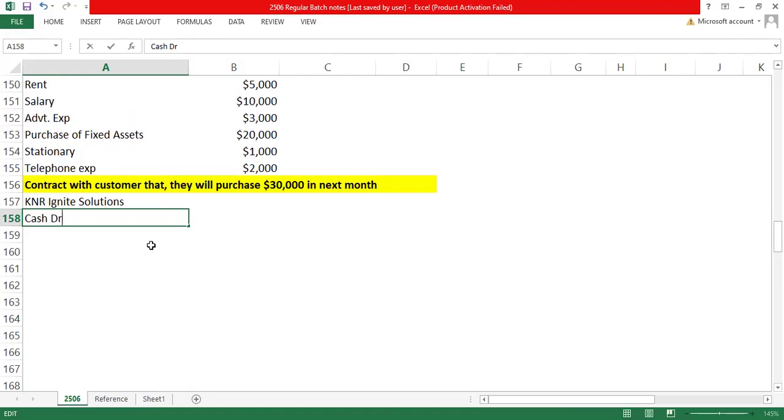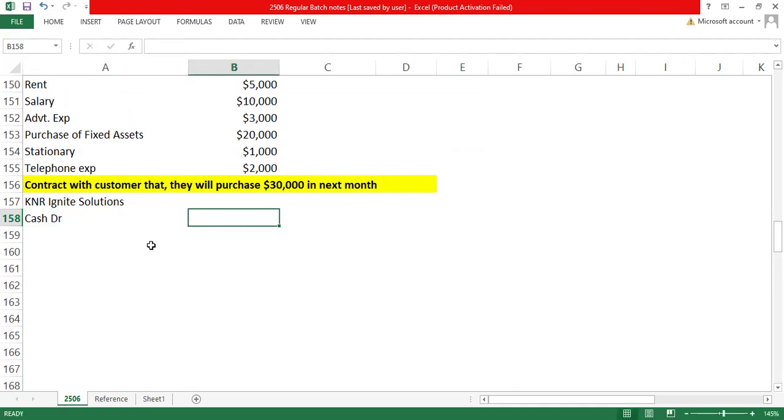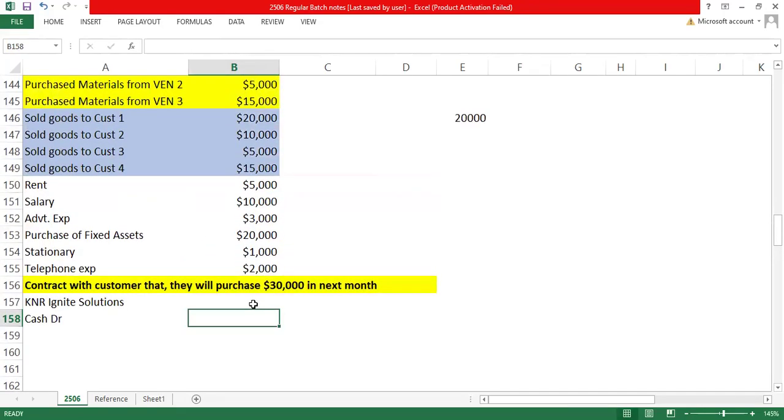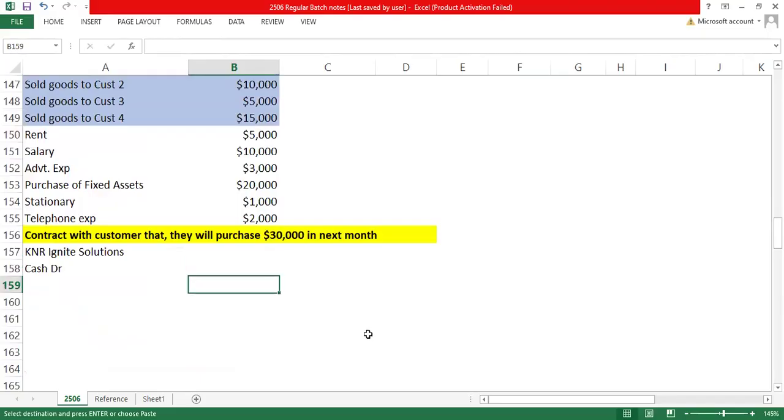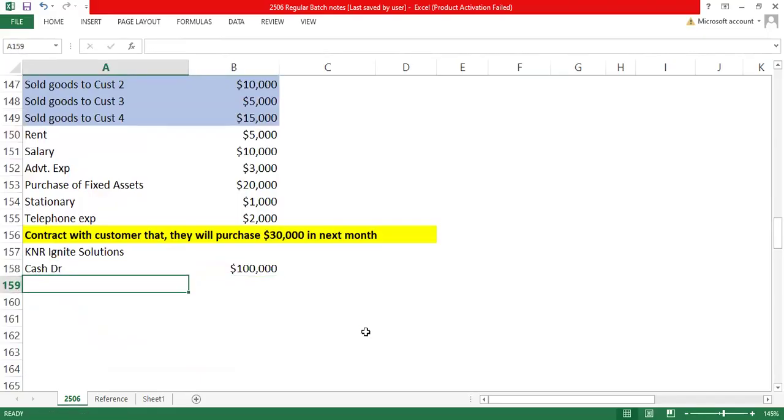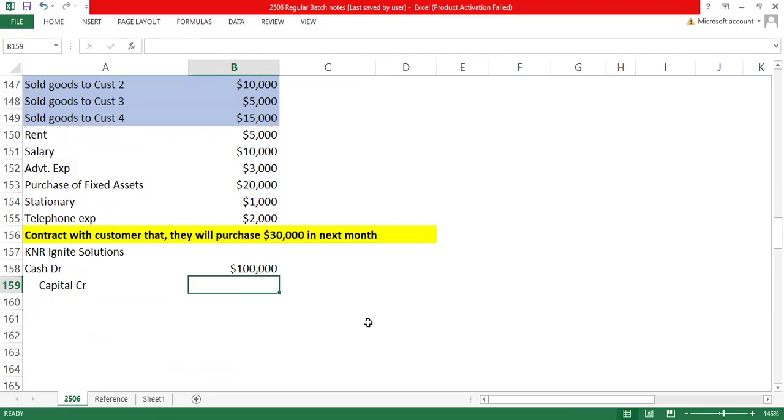So whenever cash is coming in, debit what comes in. I'm receiving cash here. Debit what comes in. How much cash am I receiving? Let's say 100K is what I'm receiving, $100K, right? So what gets credited here? Your capital account gets credited. Capital account gets credited, because you are introducing capital with the same amount.